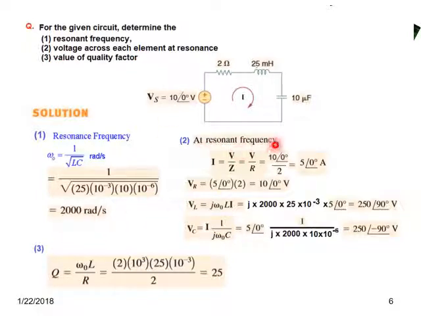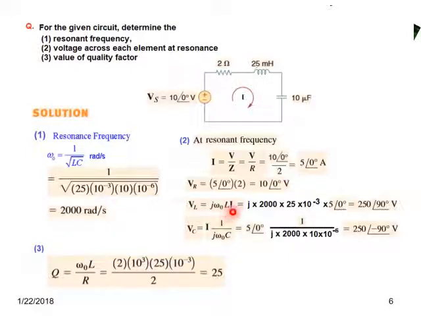At resonant frequency, I equals V over Z equals V over R equals 10 over 2, where 10 is the voltage and 2 is the resistance. So the current is 5 angle 0 ampere. VR is I multiplied by R. So 5 multiplied by R, 2 ohm, gives 10 volt.